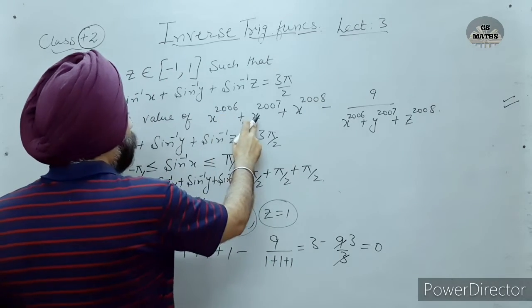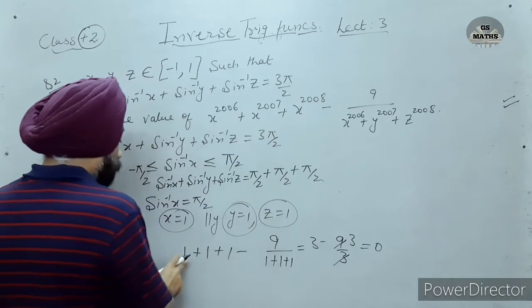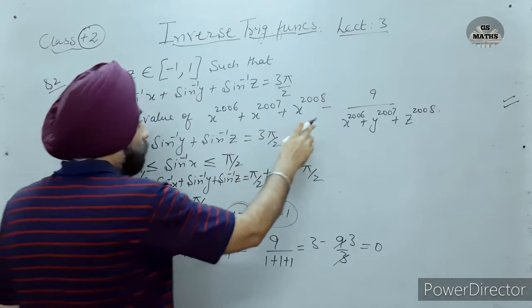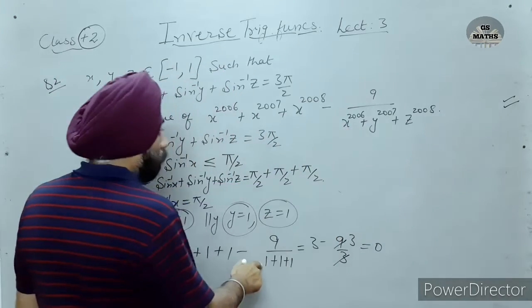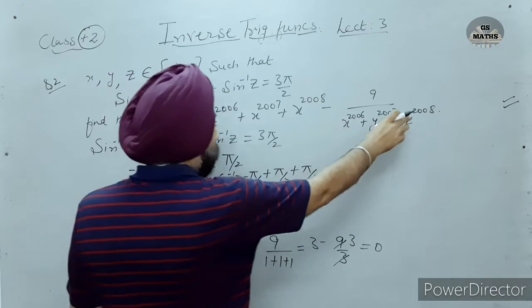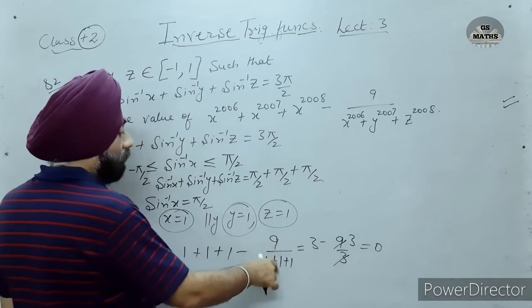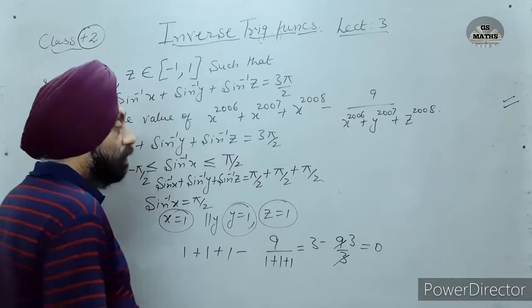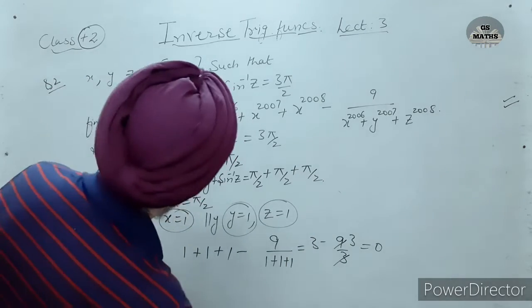x raised to power this, x raised to power this, x raised to power this. This is 1 raised to power, minus 9 upon x is 1 raised to power 2006. Y raised to power, this is z raised to power. You get 3 minus 9 by 3, that is 3. So 3 minus 3 equals 0.